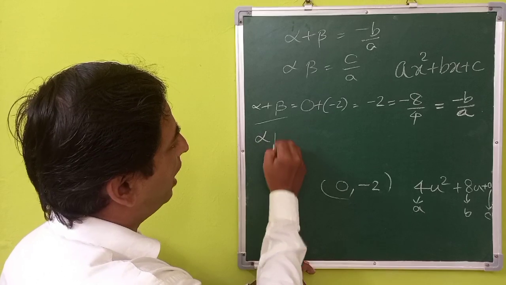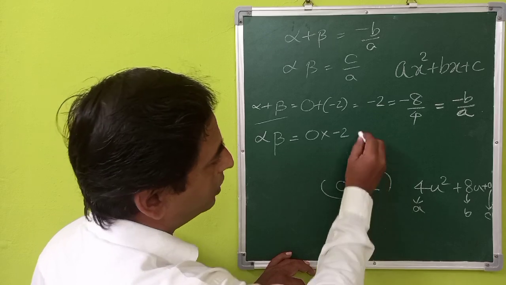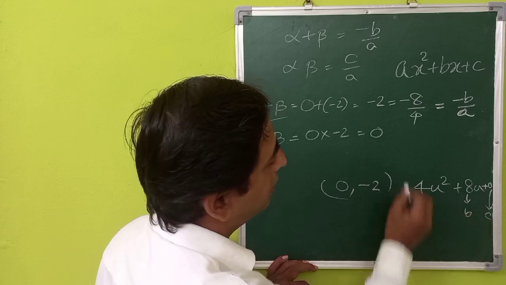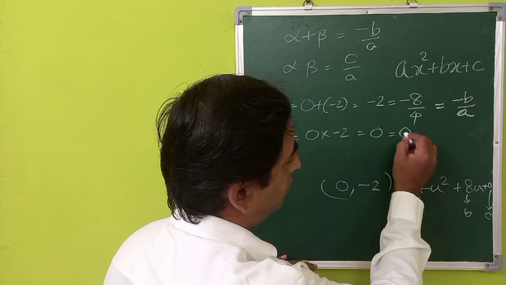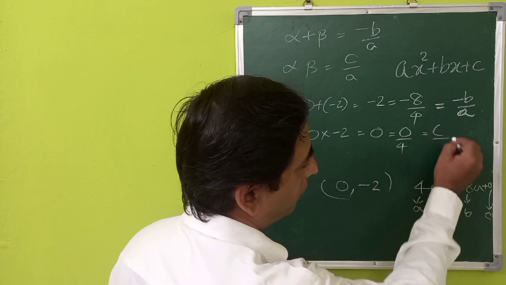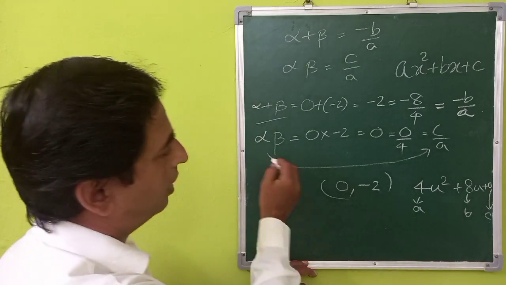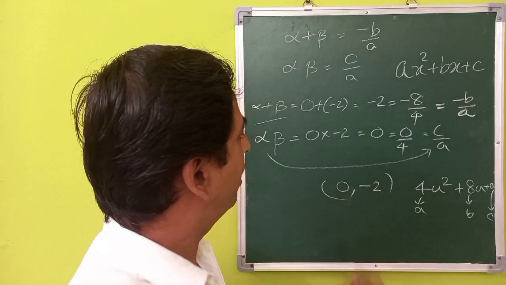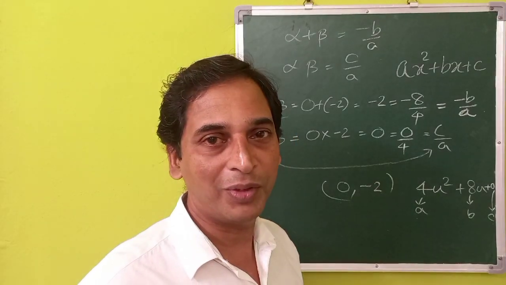Similarly, we can verify alpha into beta is equal to 0 times minus 2 which is equal to 0 again. So how can we verify whether it is equal to c by a? So here c is 0. So you can write this as 0 by 4 which is equal to 0, that is c by a. So here again we have verified alpha into beta is equal to c by a. Thus we have found the zeros and verified the relationship between the zeros and the coefficients of the polynomial.